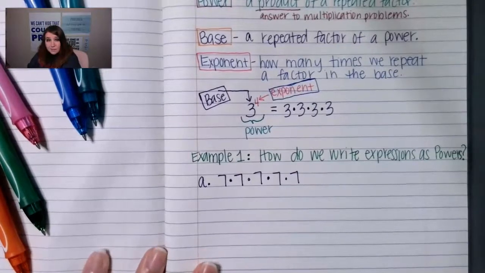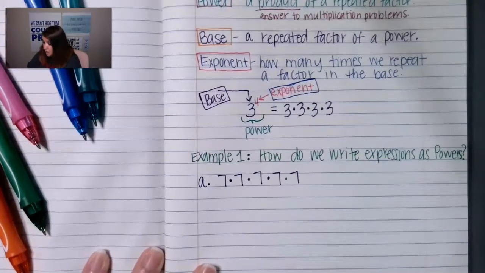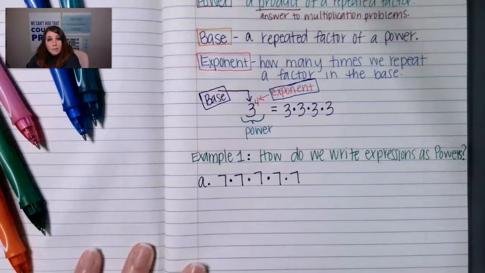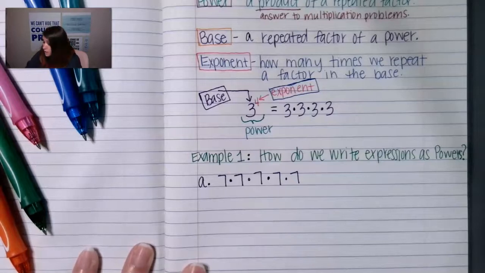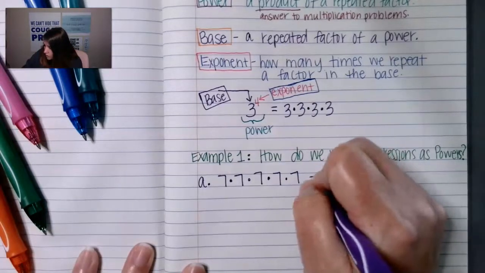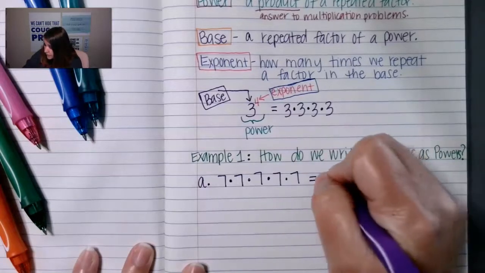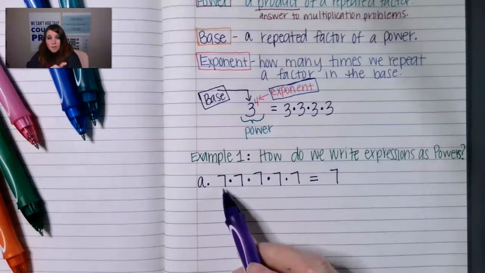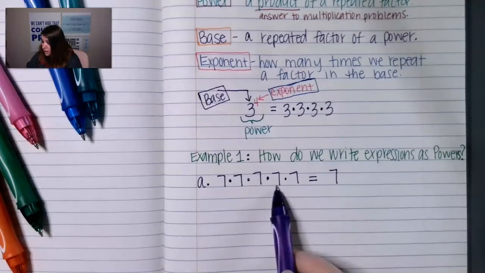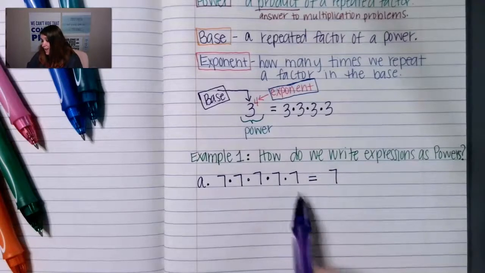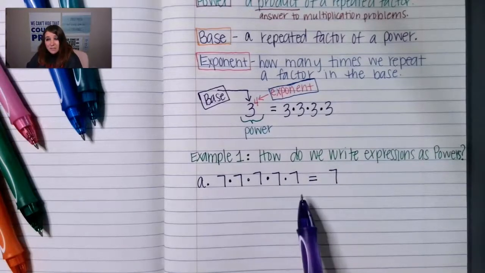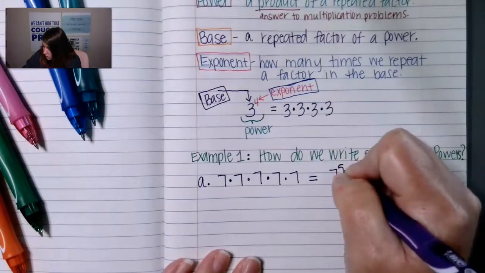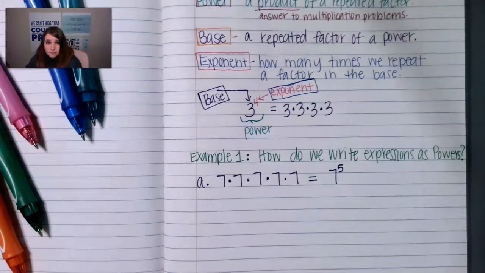So my base, it's all about the base. This one, it's all about the 7. My base number is the 7. So in order to solve this, I would write 7 to the power of, it's all about the 7, about the 7, about the 7, about the 7, about the 7. That goes 5 times. So I have 5 7s here. So my power is 7 to the power of 5.